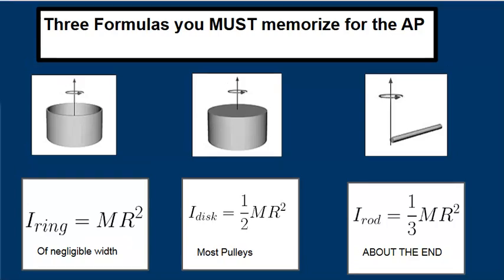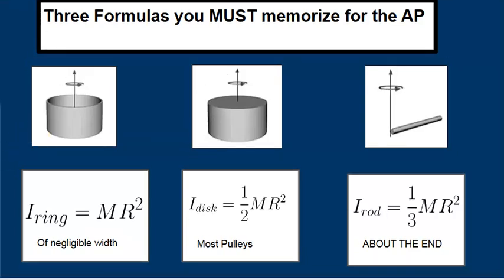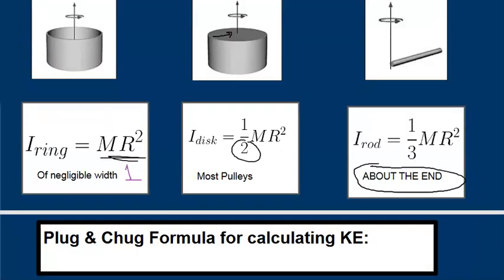All right, I'm going to say this real quick and then you can pause this. If you are taking the AP, these are the three that they sometimes don't give you. Sometimes they do and sometimes they don't. They've been incredibly inconsistent. So I would recommend that you memorize it. MR squared is a ring. That should make sense. That's a definition of rotational inertia. The disk is half of that. That should make sense. You're bringing mass in. Be careful. This is the rod about the end, not about the middle. So I would just memorize these three and think of it this way. MR squared divided by 1, MR squared divided by 2, MR squared divided by 3. So it's 1, 2, 3 in terms of memorizing.